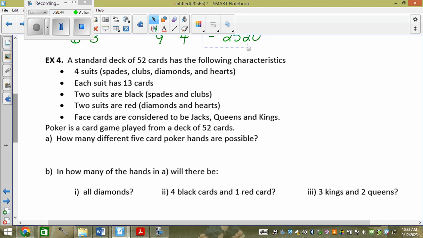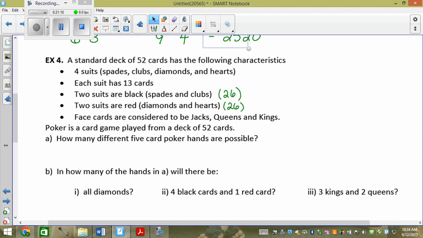So here it says a standard deck of 52 cards. So normal decks have 52 cards in them. They have 4 suits, so spades, clubs, diamonds, and hearts, and each suit then would have 13 cards because you do 52 divided by 4, which is 13. 2 suits are black, which are the spades and the clubs, so that's 26, because it's half the deck. And then 2 suits are red, diamonds and hearts, which is also 26.